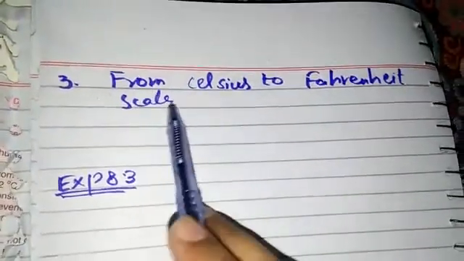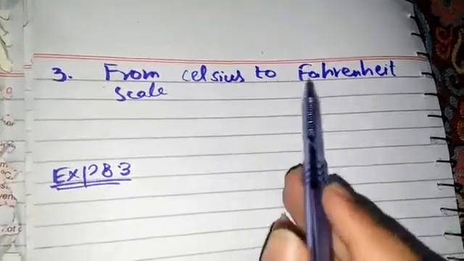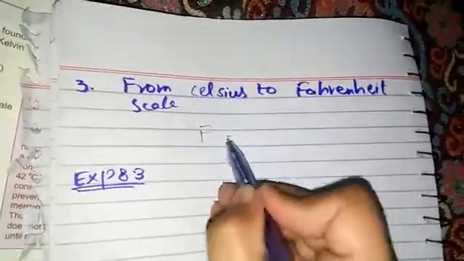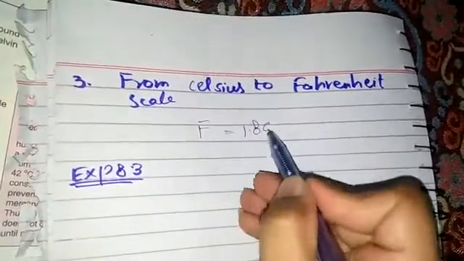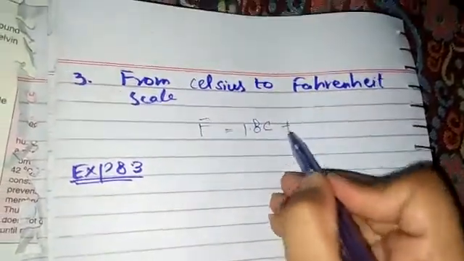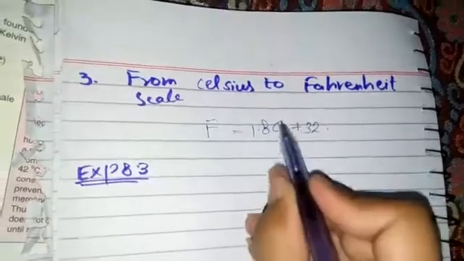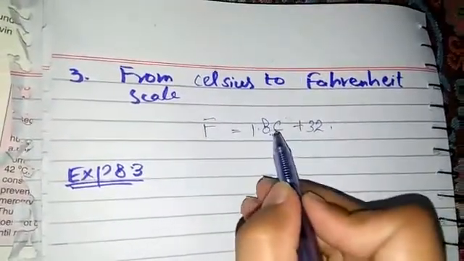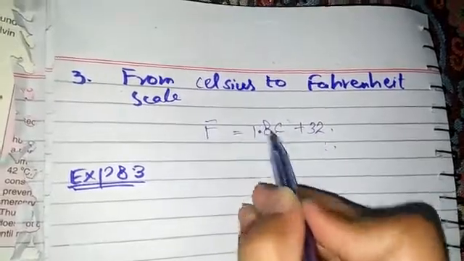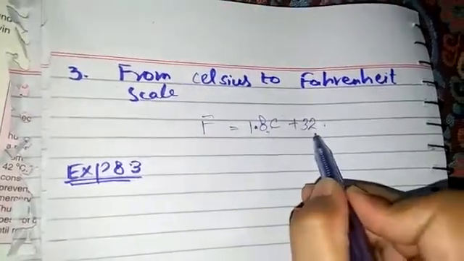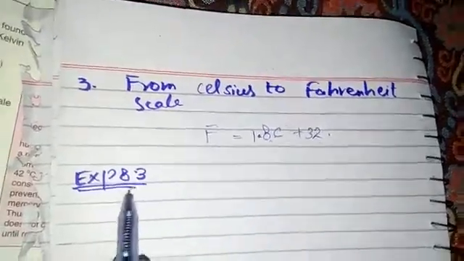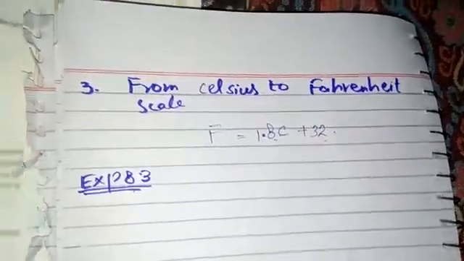Our next conversion is from Celsius to Fahrenheit. The formula of the temperature from Celsius to Fahrenheit is 1.8 C plus 32. C represents the temperature in Celsius scale. By multiplying the temperature in Celsius scale with 1.8 and by adding 32 to the answer, our answer becomes in Fahrenheit. The related example is example number 8.3.